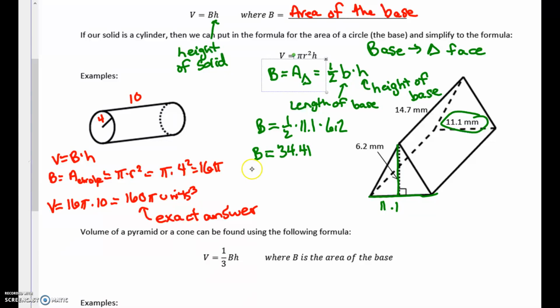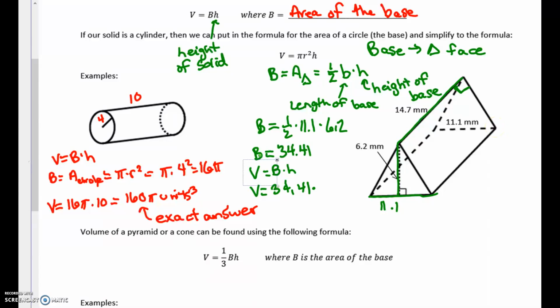Now let's plug into the volume formula. Well, volume equals capital B times H. Capital B we found was 34.41. Well, H stands for the height of my solid. The height of the solid has to be perpendicular to the face that is the base. A side that's actually perpendicular to your triangular face is this 14.7. That segment there is perpendicular. We could even draw a little angle up here to show that it's perpendicular to the triangular face. So that is the height of my solid.